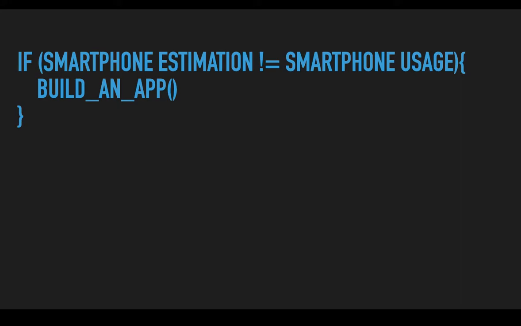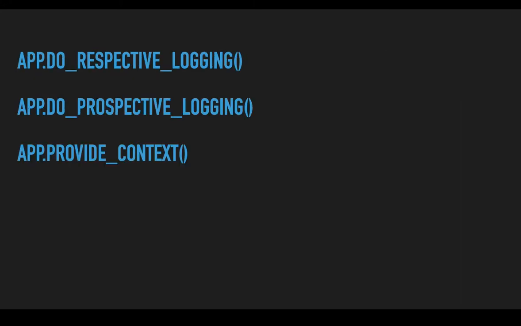Now, this app would have to do a number of things. The app would have to do retrospective logging if possible, so it would establish how people had previously been using their phone before they installed the app. It would monitor how people were using their phone as the app was installed, running in the background. It will also provide context for the data that was established.